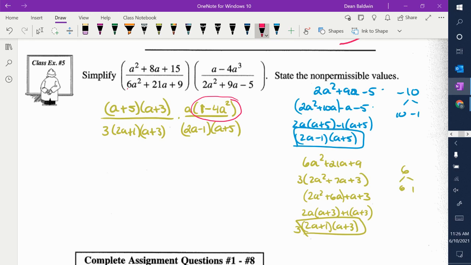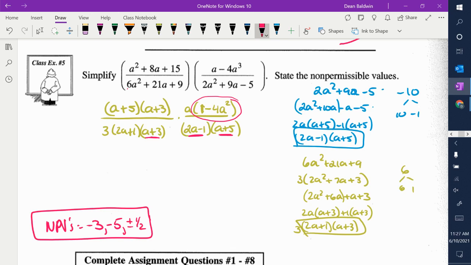Okay? So, right now, write down all your NPVs. First step, NPVs. What are they? 0 is not an NPV. What makes this bracket 0? What makes this one 0? Negative 5. What makes this 0? Negative 1/2 for that one, negative 1/2 for that one. There's your NPVs. Now start slashing stuff. A plus 5, a plus 5, a plus 3, a plus 3.